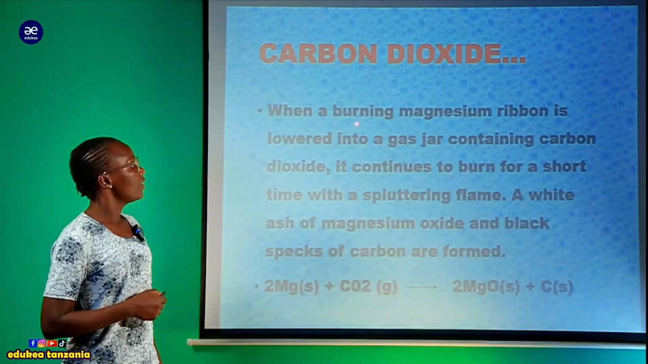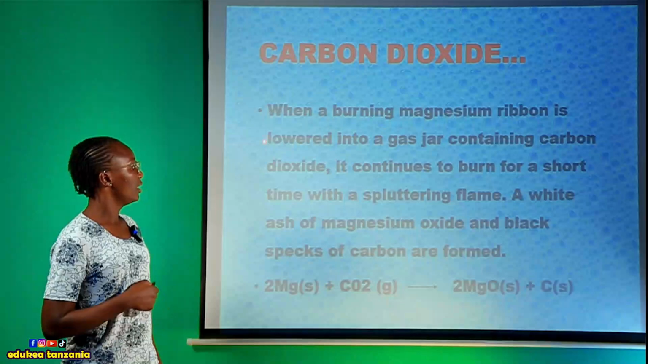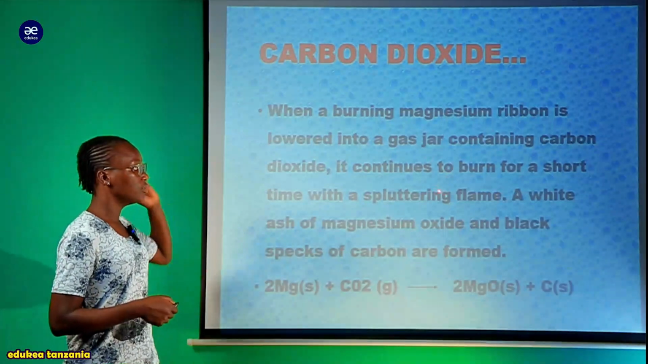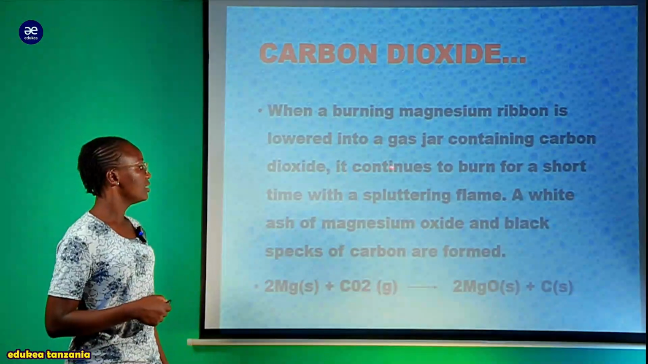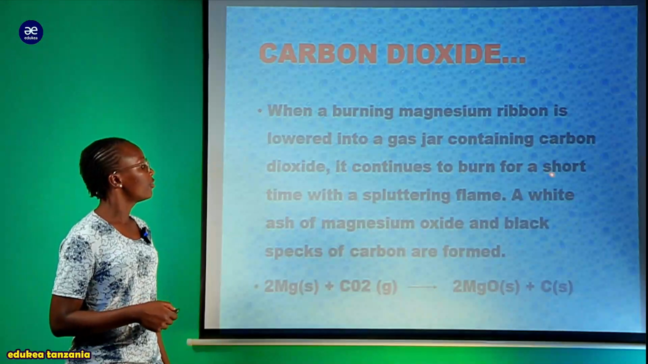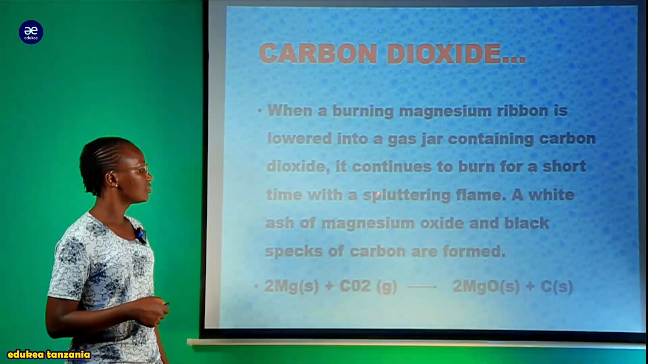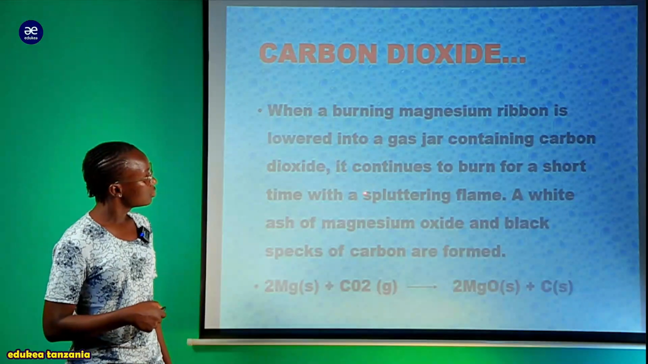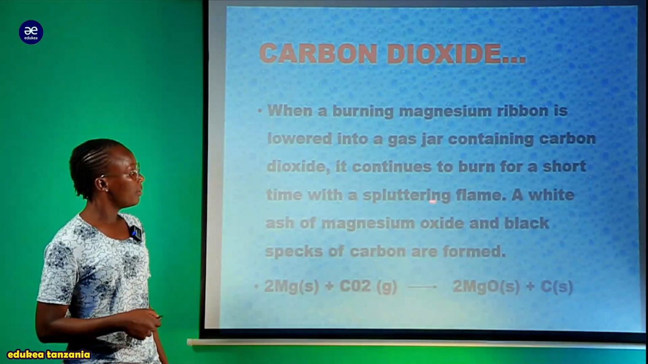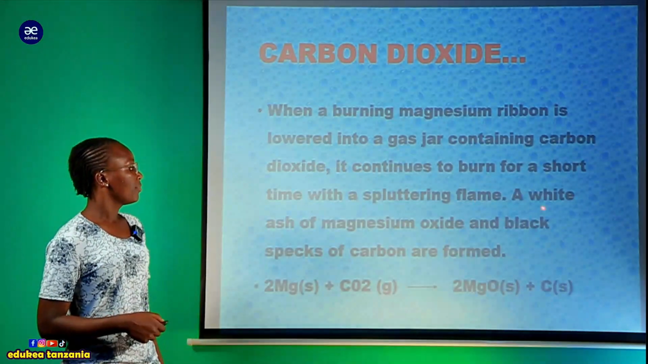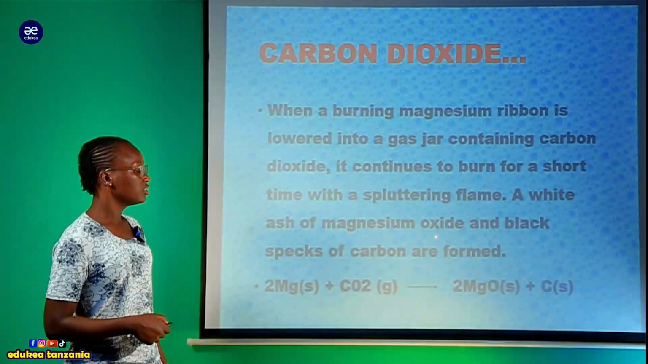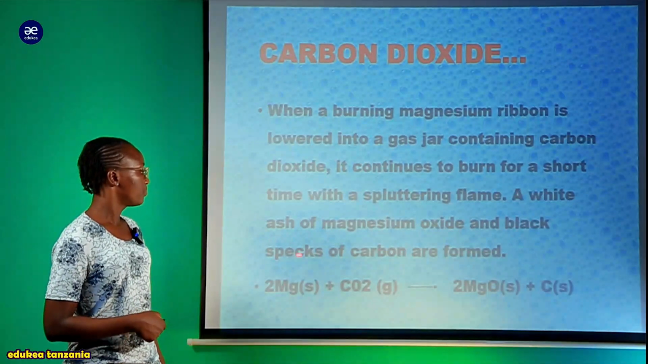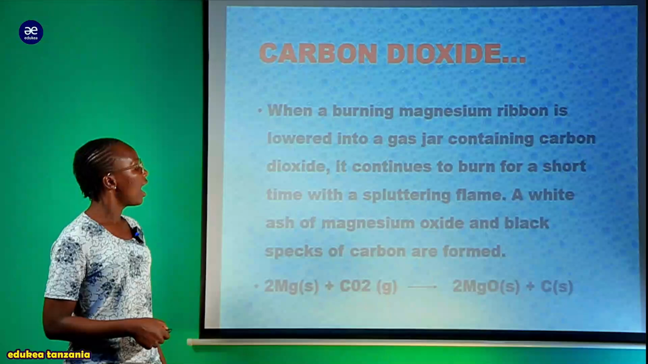For instance, when a burning magnesium ribbon is lowered into a gas jar containing carbon dioxide, it continues to burn for a short time with a splattering flame. A white ash of magnesium oxide and black specks of carbon are formed.